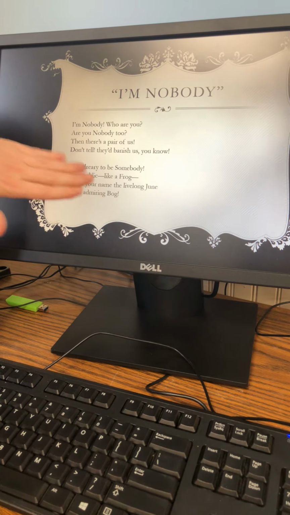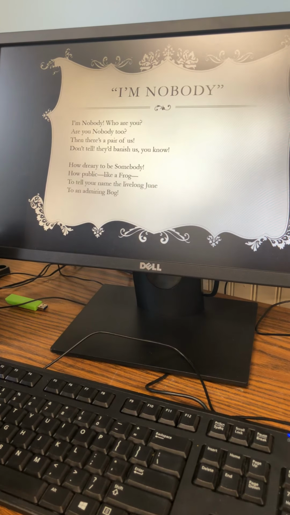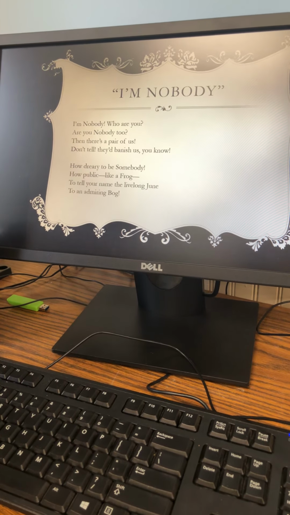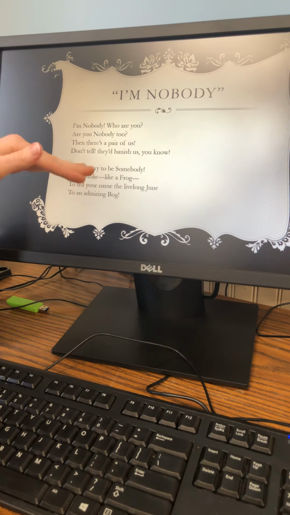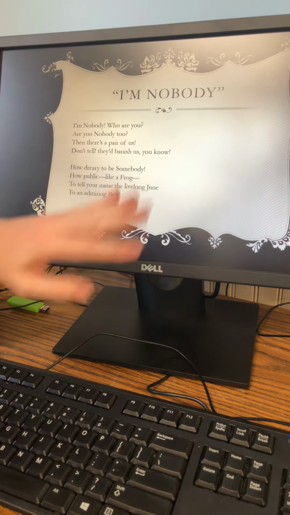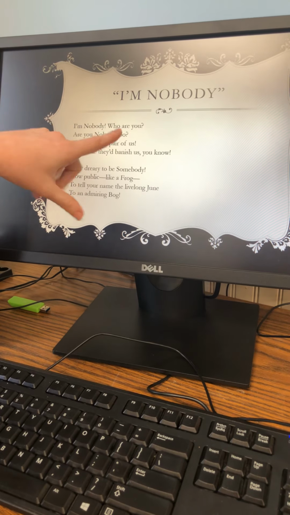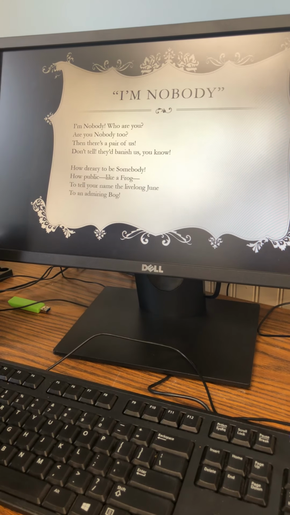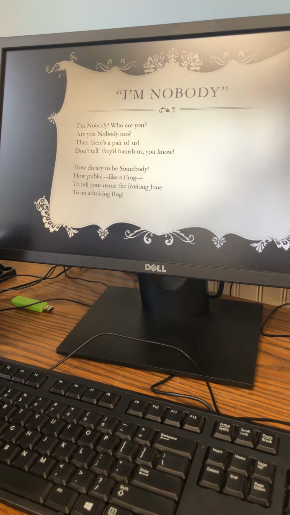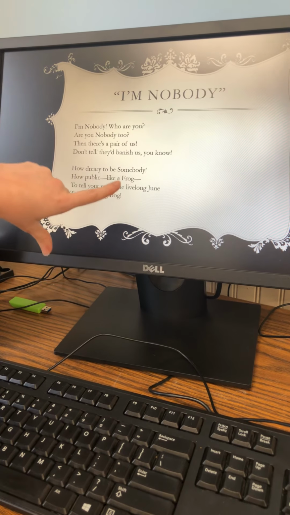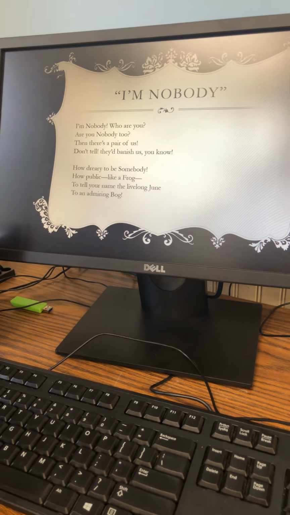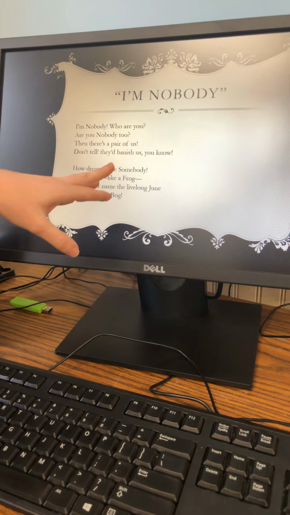Now, when we go down to the second stanza, we start all over. You always start over with each stanza. So how dreary to be somebody gets an A. It does not matter that it doesn't rhyme with you and two because this is a new stanza. We're starting completely from scratch. In the second line, frog. Frog does not rhyme with somebody, so you will give it a B.